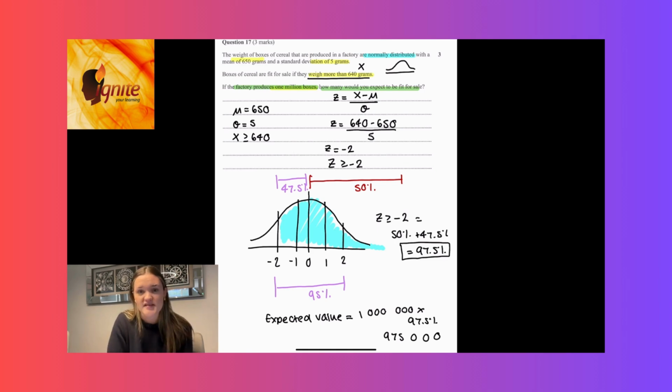Okay, so hopefully that helps. That's how you'd answer that particular question. It's all about identifying what the main pieces of information are and then relating it back to the bell curve that you see on your formula sheet.